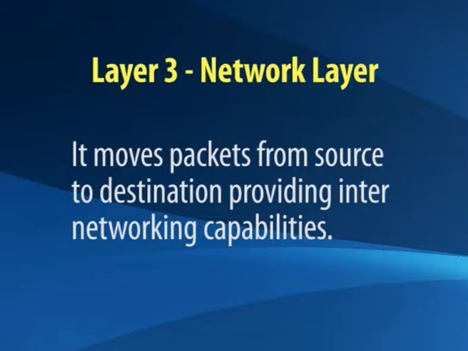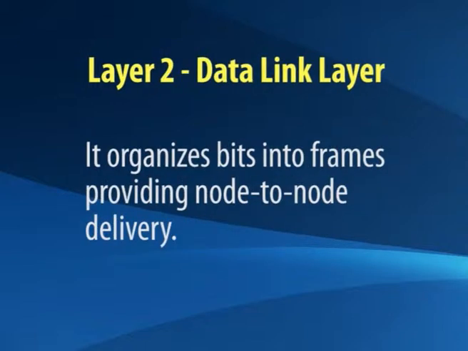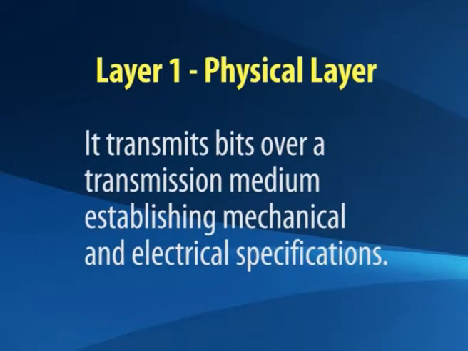Layer 3, network layer. It moves packets from source to destination, providing internetworking capabilities. Layer 2, data link. It organizes bits into frames, providing node to node delivery. Layer 1, physical layer. It transmits bits over a transmission medium, establishing mechanical and electrical specifications.